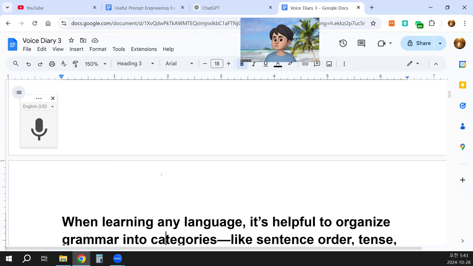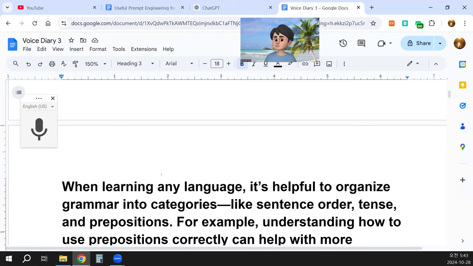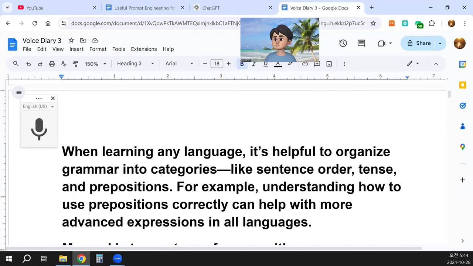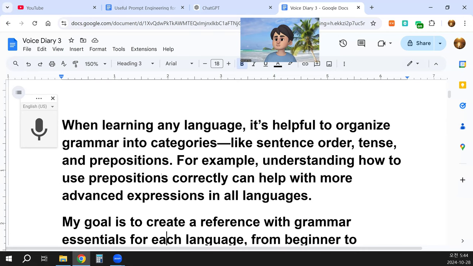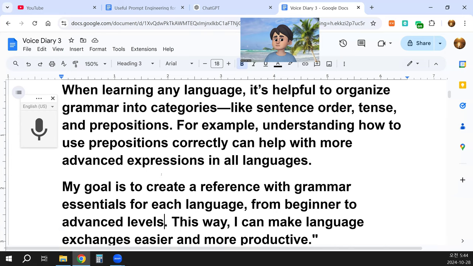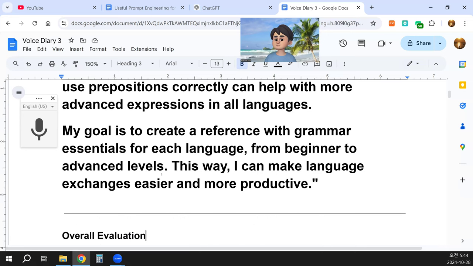When learning any language, you organize the grammar in categories like sentence order, tense, and preposition. For example, understanding how to use the preposition correctly can help with more advanced expression in all languages. My goal is to create a reference with the grammar essentials for each language from beginner to advanced level. This way, I can make the language exchanges easier and more productive.